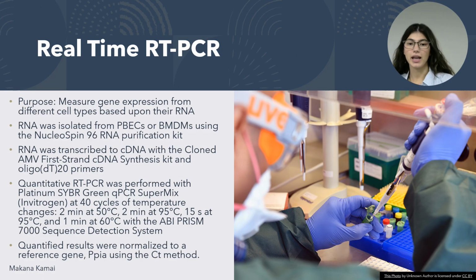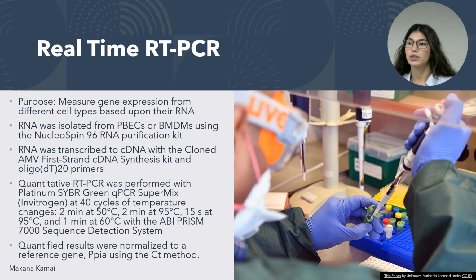Now we're going to be looking at real-time RT-PCR. So the purpose of this is to isolate RNA from specific cell types and use it for quantitative reverse transcription PCR. This is also going to be called QRT-PCR. And the purpose of this is to measure gene expression. So the first step is that RNA is extracted from the primary bone marrow derived macrophages, also known as BMDMs, or the brain endothelial cells, which are going to be called PBECs.